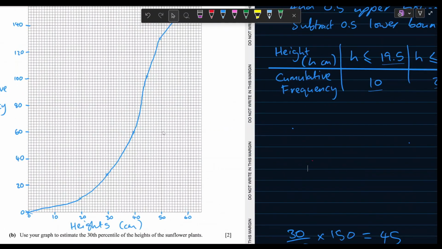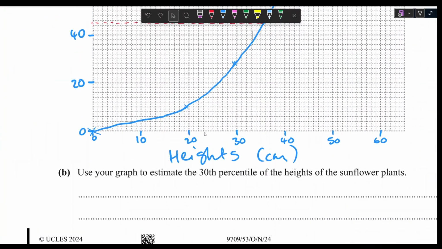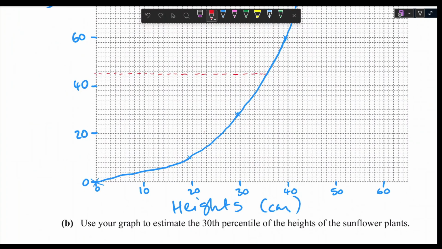So we can draw construction lines at a cumulative frequency of 45, and we want to find the corresponding height. Okay, so where is 45 going to be? This is 42, 44. So 45 would be somewhere here in the middle. Of course, make sure you're using a ruler to draw these construction lines. They definitely should be there, because you get marks for showing your construction lines.